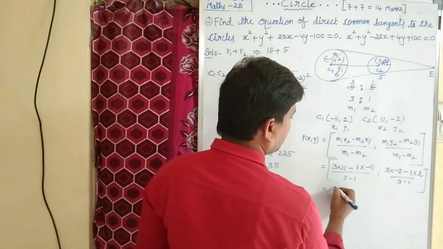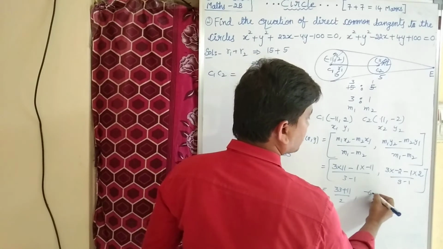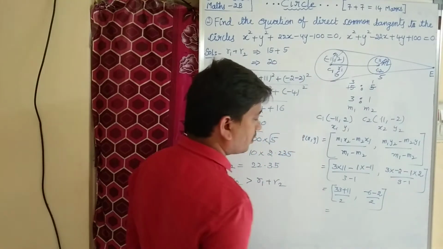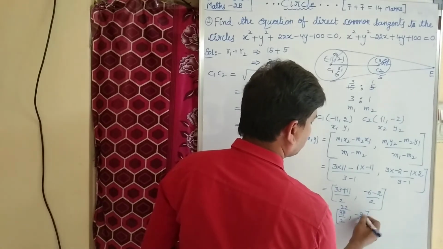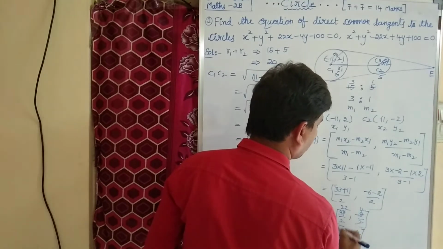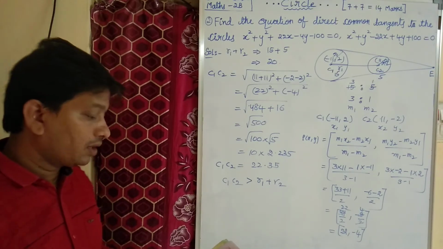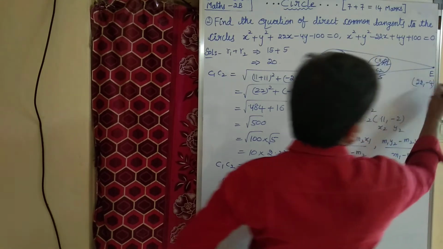11 3s are 33 minus into minus plus, by 2. 3 2s are 6 minus 2 by 2. 44 by 2 comma minus 8 by 2, 2 22s are 44, 2 4s are 8. So our point is what? 22 comma minus 4. So the external point is 22 comma minus 4.